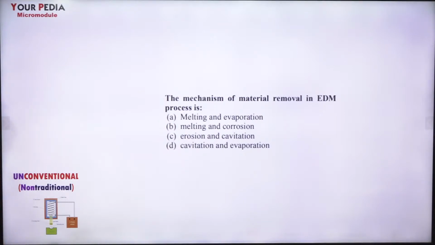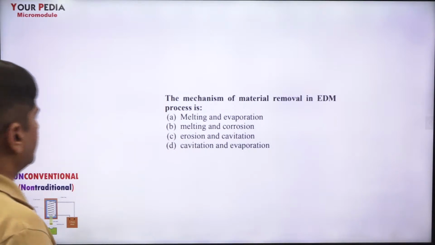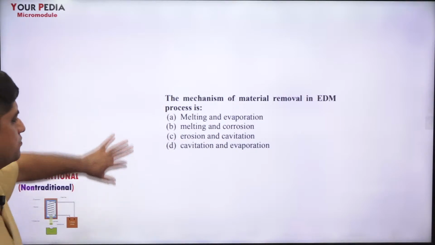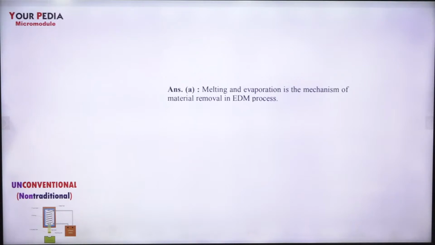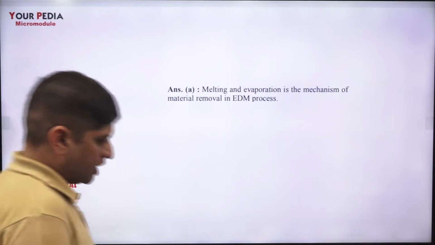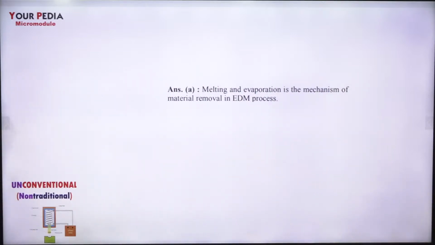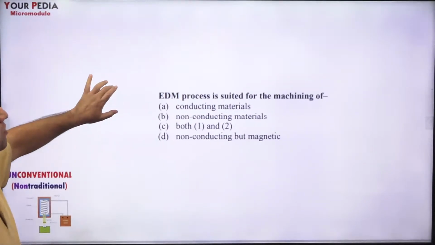How do you remove the material in EDM? What is the mechanism? Which mechanism do you use to remove the material in the EDM process? Yes, provide the answer for this. Melting and evaporation. Melting and evaporation is the mechanism. So you should know the mechanism used in other non-traditional machining processes also. In EDM it is melting and evaporation.